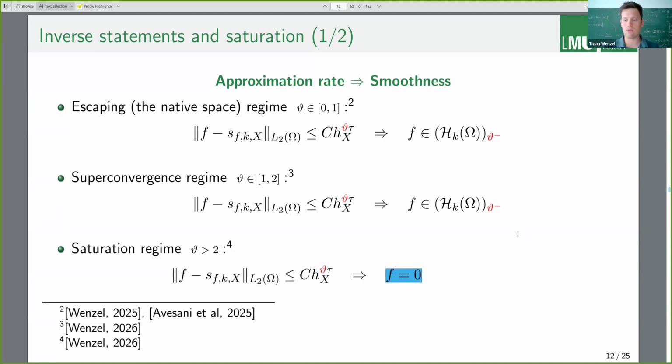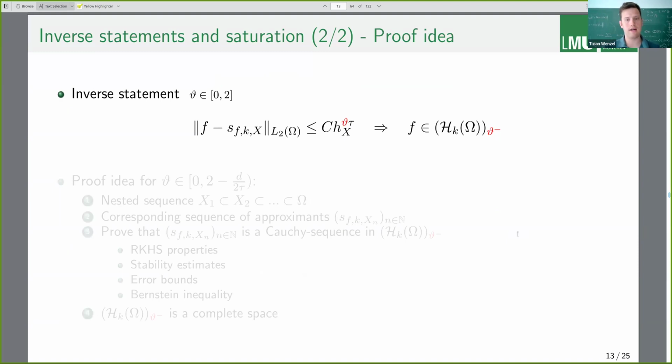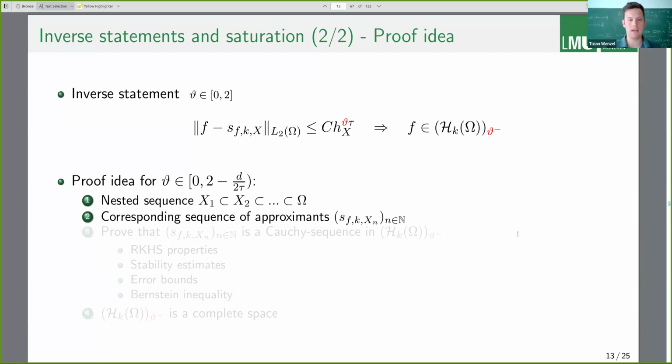And also here, I want to have a very quick look into the proof. The proof is based on the following. We consider such a nested sequence of points. So we build more and more accurate approximants. And then we consider this sequence of approximants. And essentially, we want to prove that this sequence of approximants is a Cauchy sequence. And in particular, a Cauchy sequence in this kind of space where we would like to have our function to live in.